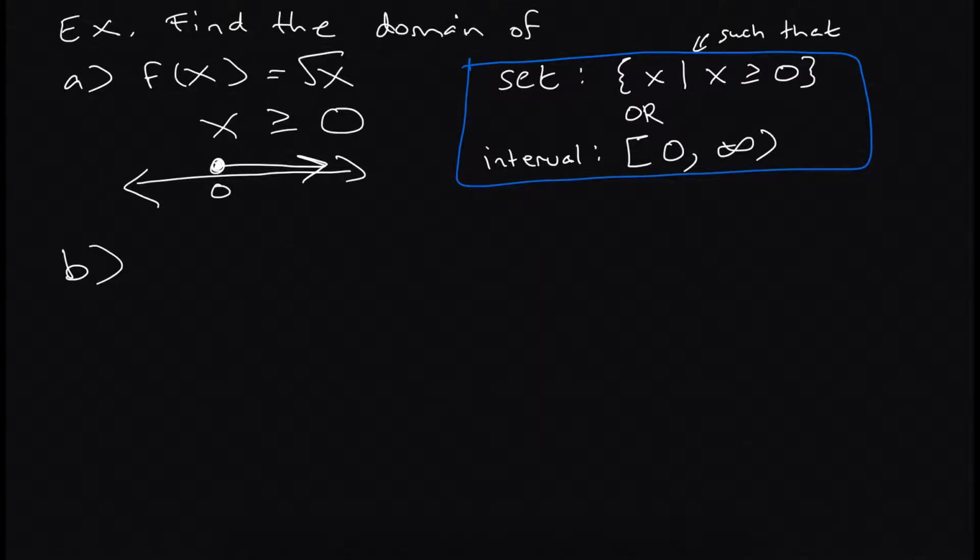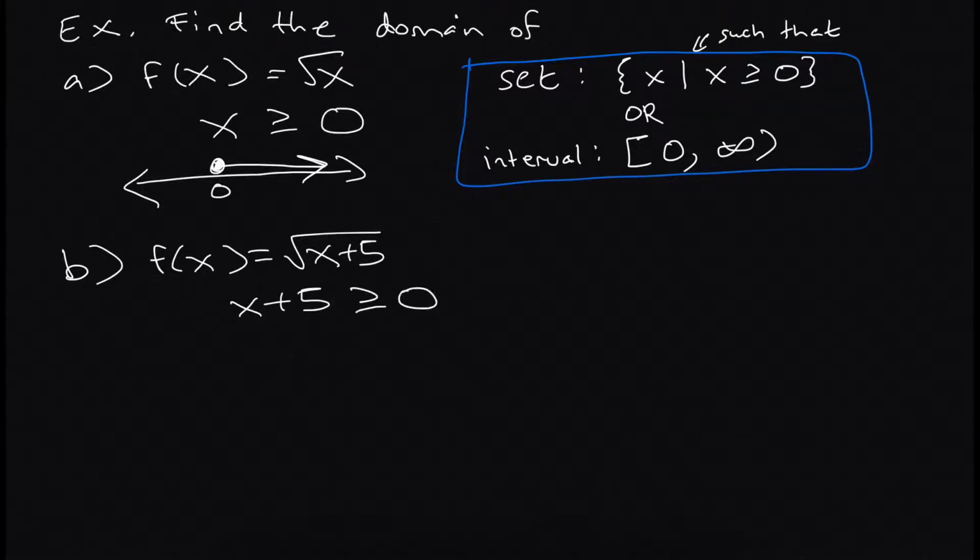Let's do f of x is equal to the square root of x plus 5. Now, similar to the last one, we have a square root. So we know we can plug in positive numbers, and we know we can plug in 0. In this case, the thing on the inside of the square root is x plus 5. So that is what needs to be greater than or equal to 0. In order to solve for x, we're going to subtract 5 from both sides.